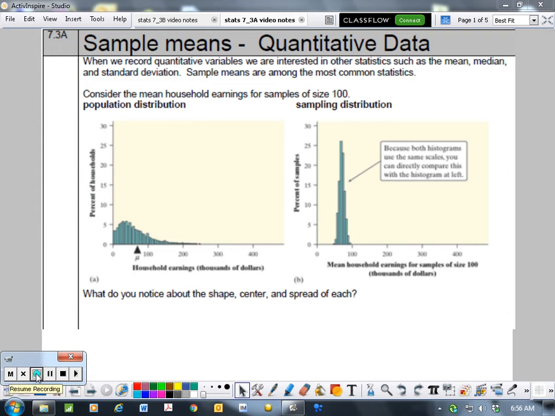Okay, so now we've talked about sample proportions with our categorical data. We're going to go ahead and talk about the sampling distribution for means, so sample means with our quantitative data. We have our population distribution right here, and as we can tell, our population distribution is right skewed.